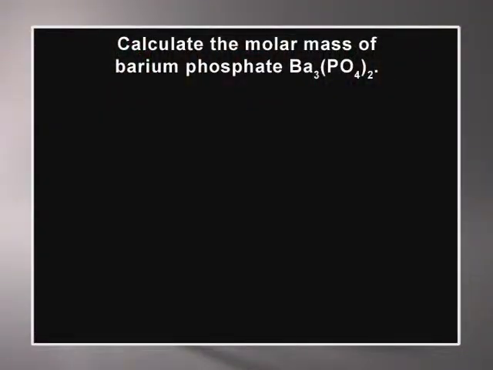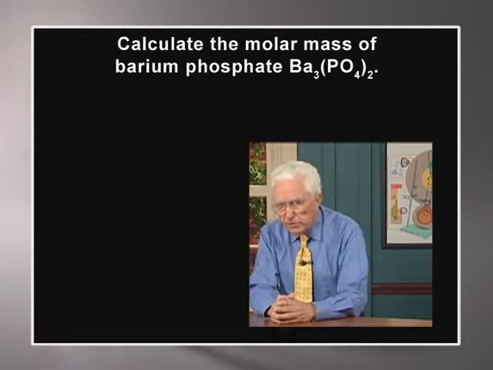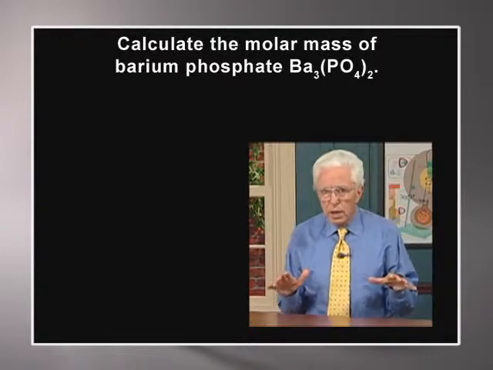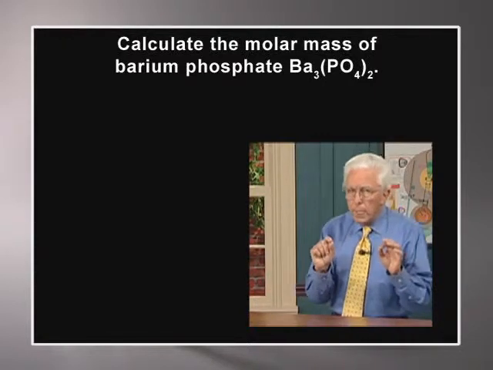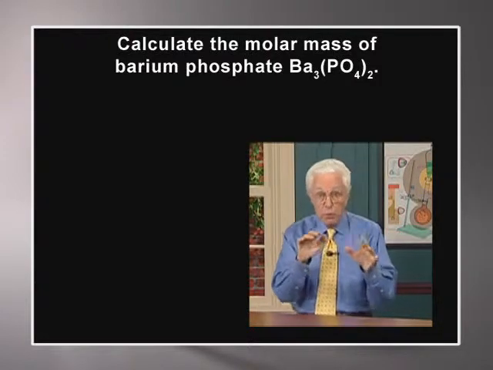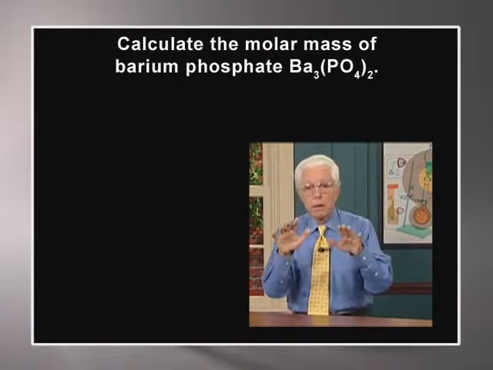And a final one. Calculate the molar mass of barium phosphate, Ba3(PO4)2, barium three, PO4 taken twice. As I work through this problem, listen carefully to my exact words. They will touch again on the difference between talking about one molecule, atom, or formula unit and a mole of something.